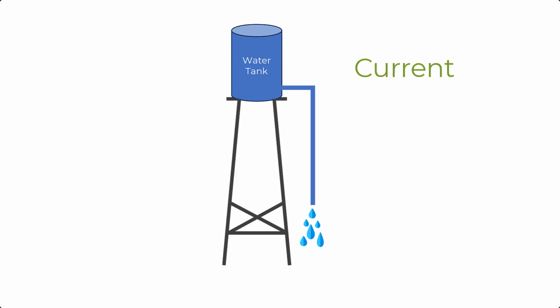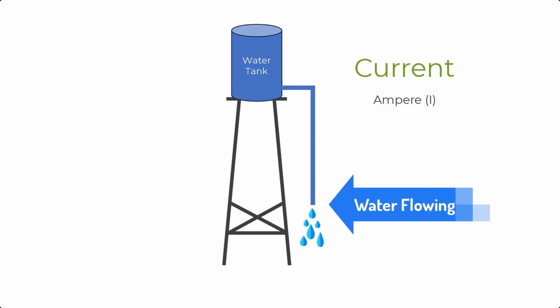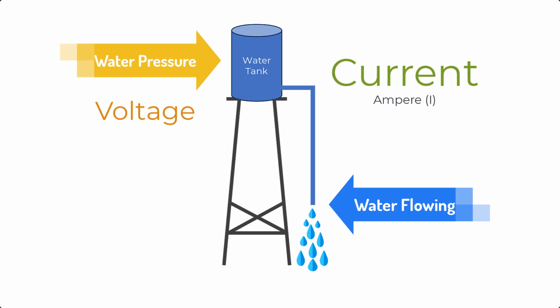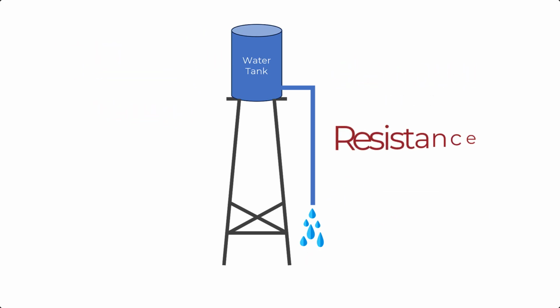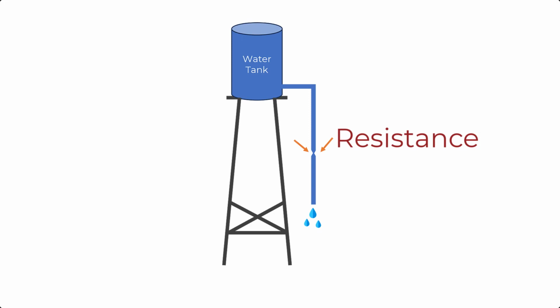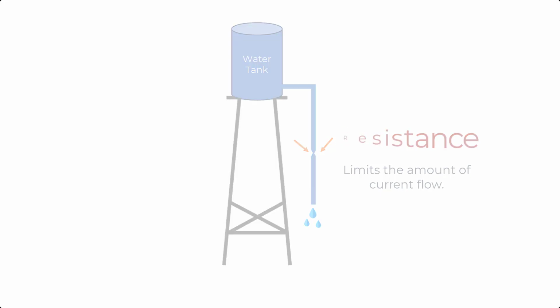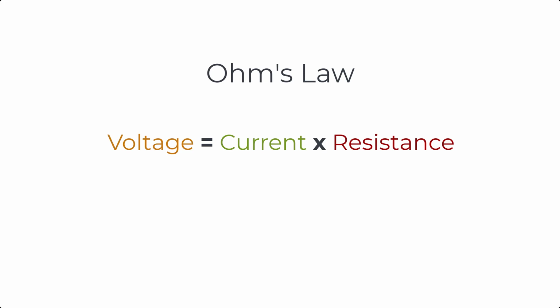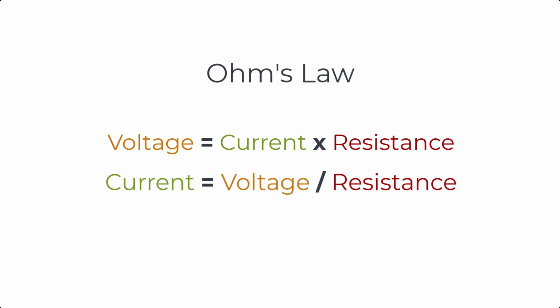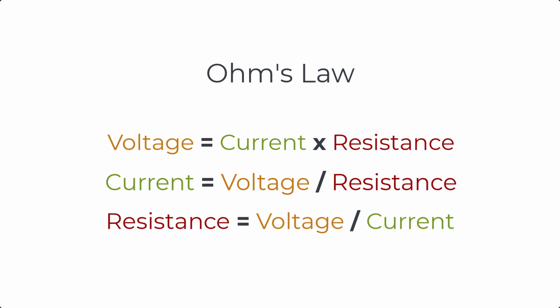Now, the current is analogous to the amount of water flowing through the pipe and is measured in amperes. When more pressure is applied, then more water will flow through the pipe. That is, when more voltage is applied, more current will flow. Now, the third variable in Ohm's law is resistance. This is analogous to the size of the water pipe. Squeezing the water pipe is like increasing the resistance, limiting the amount of water or current flowing through it. With this simple illustration, Ohm's law can be written using the following equation: voltage equals current times resistance. The same formula can be rewritten in order to calculate current and resistance respectively as follows: current equals voltage divided by resistance, and resistance equals voltage divided by current.